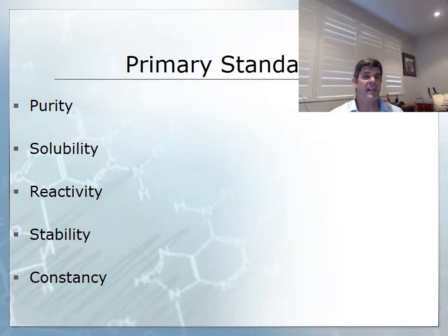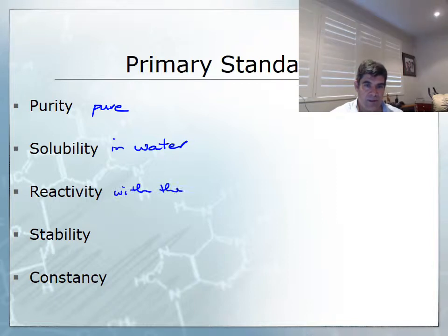So for a primary standard, there are a couple of things that we need. We need to make sure that the substance is pure. We need to ensure that it is soluble in water or whatever solvent we choose, but effectively most of the time that's going to be water. We need it to be reactive with the other reagent. So we can carry out titration reactions that are not necessarily acid and base ones. As long as the two substances will react with each other, then it's going to work.